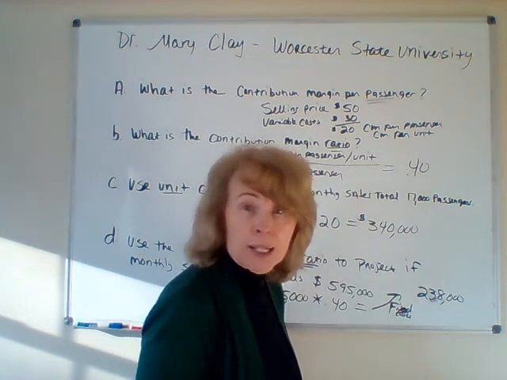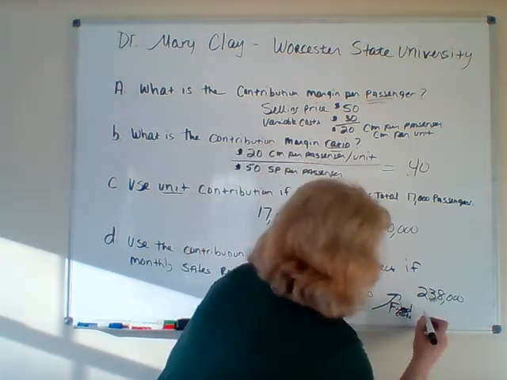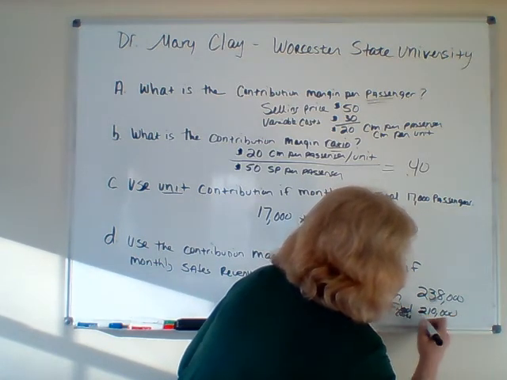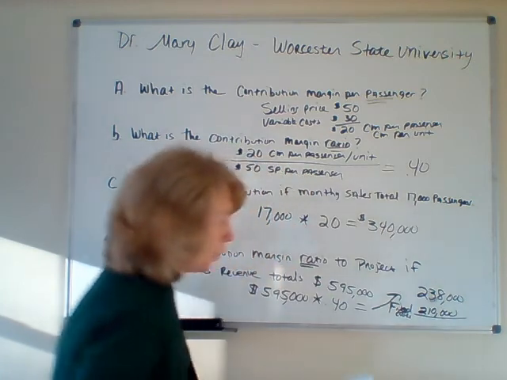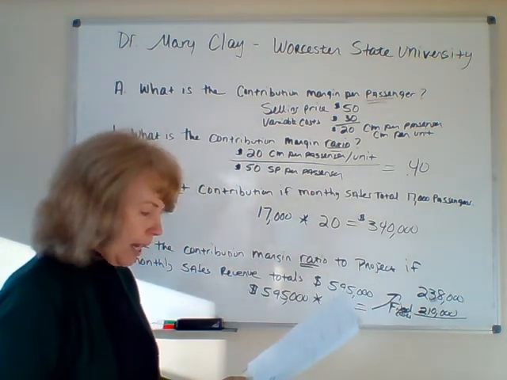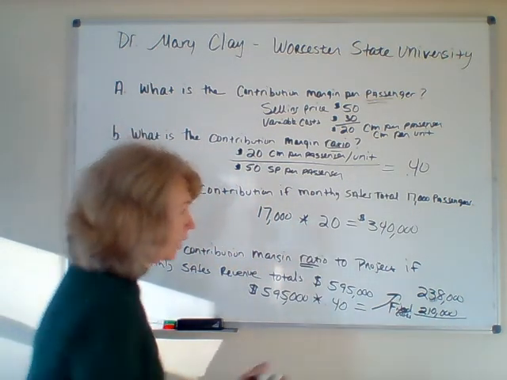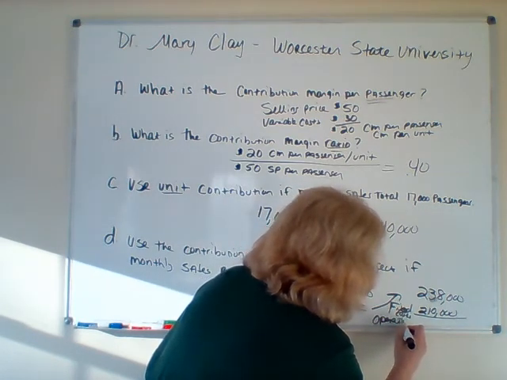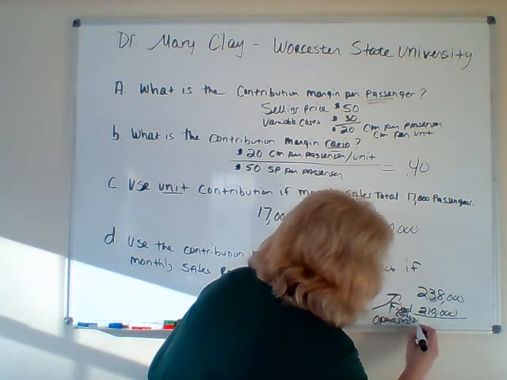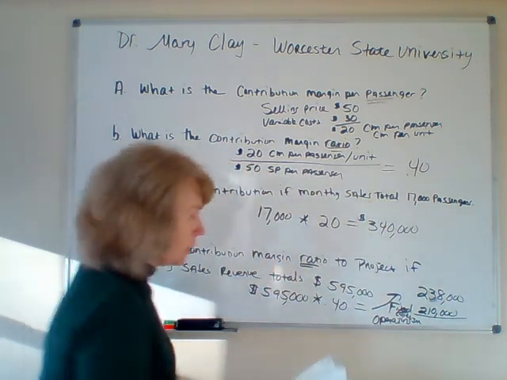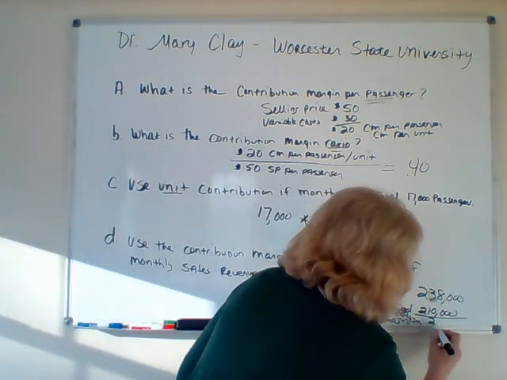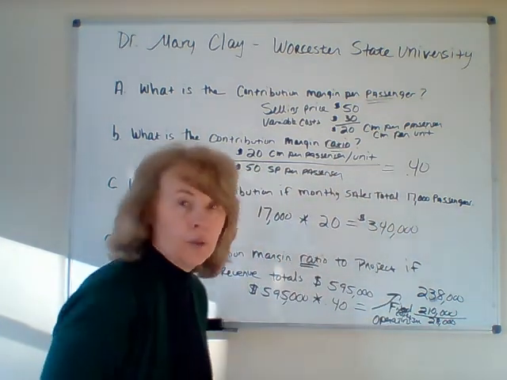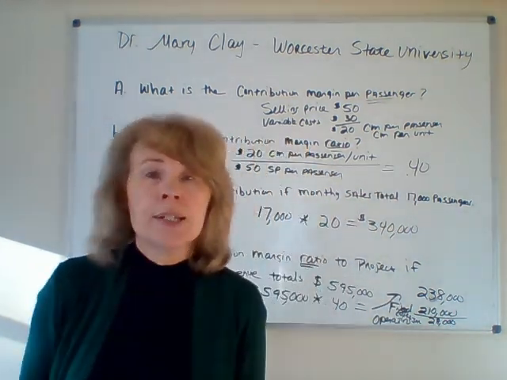I'm running out of room. I told you I'd do that a lot. All right, $210,000. So $238,000 minus $210,000, the operating income is $28,000. So that's how you would do that particular problem.